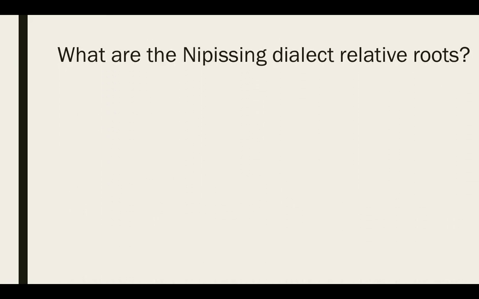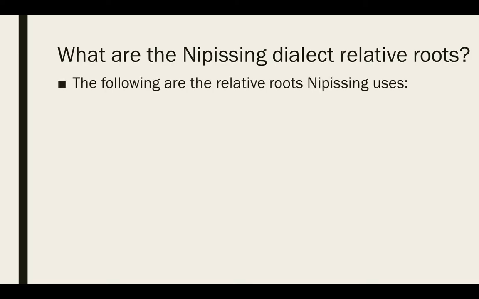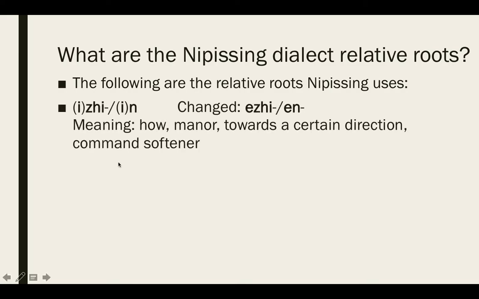Now that we know our relative roots, what are the Nipissing versions? The following are the relative roots Nipissing uses that I've been able to decipher. We do use eje or ije, but we use the vowel drop version, zh or n sound. Change version is eje or n, and it means the same thing: how, the manner in which something is done. It can mean towards a certain place, and it can also mean a command softener. That's when you ask someone to do something, but you ask them in a more kind, polite way.